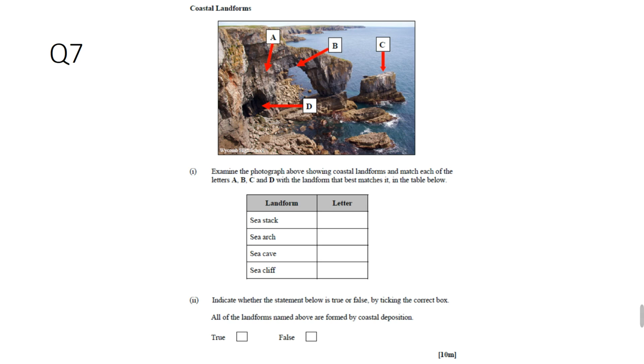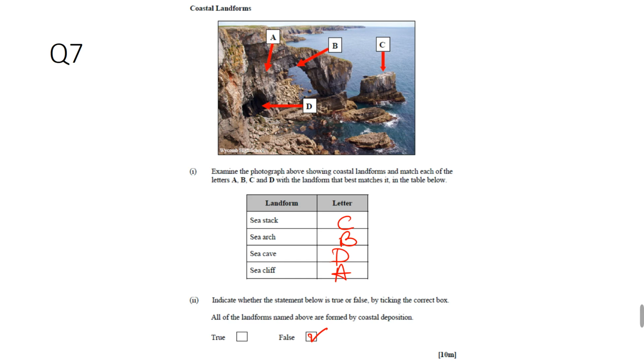Examine the photograph, the usual instructions. So the sea stack, sea arch B, sea cave D, sea cliff A. Are they all formed by coastal deposition? No, they are not. That is false. They are all formed by coastal erosion. And that's the end of that. I have nothing more to add. Okay.